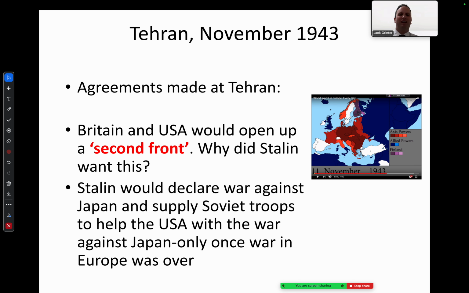Okay, Britain and the USA agreed to open up a second front. The following summer, they do, in June 1944, and that is what we call D-Day, where they attack on the beaches of Normandy. That's the first agreement to remember.